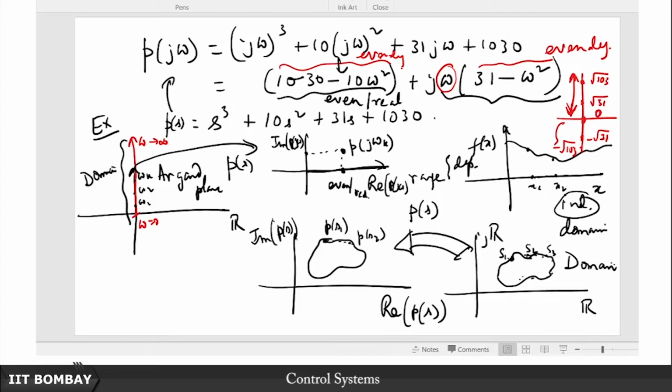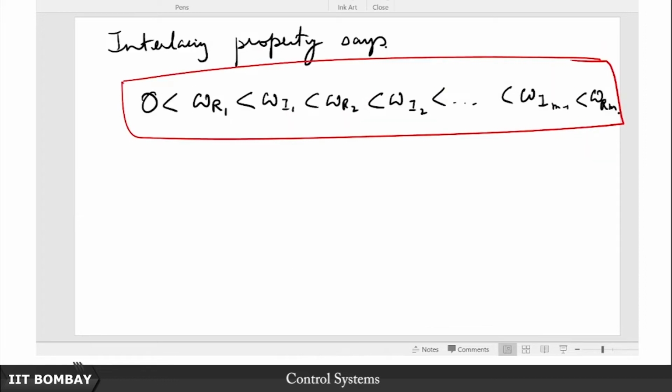Then just knowing this interlacing property, the question still remains. I don't want to evaluate roots and I still want to ascertain a method of finding out whether all my roots are on the left half plane. I am yet to answer that. So what could be a strategy?